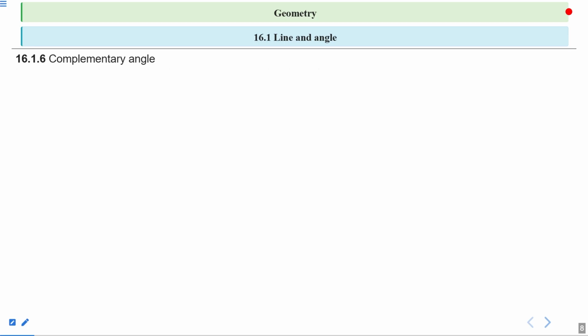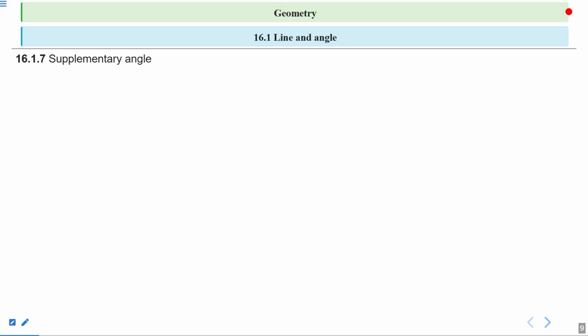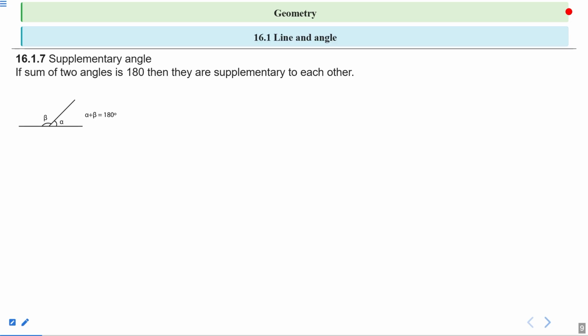Complementary angle. If the sum of two angles is 90 degrees, then they are complementary to each other. In the given figure, alpha plus beta equals 90 degrees, so they are complementary to each other. Supplementary angle. If the sum of two angles is 180 degrees, then they are supplementary to each other. In the figure, alpha plus beta equals 180 degrees.